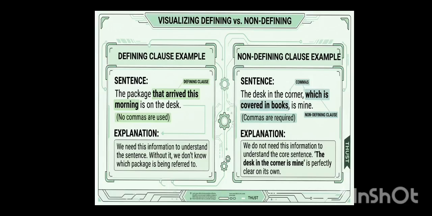On the right, the desk in the corner, which is covered in books, is mine. If I say the desk in the corner, you already knew exactly which desk I mean because I pointed out its location. The fact that it's covered in books is just extra description. Therefore, we use commas and we use which, never that, okay?